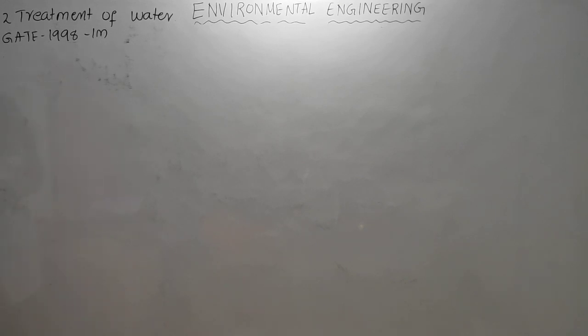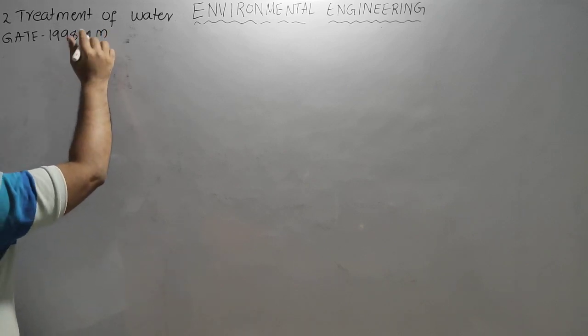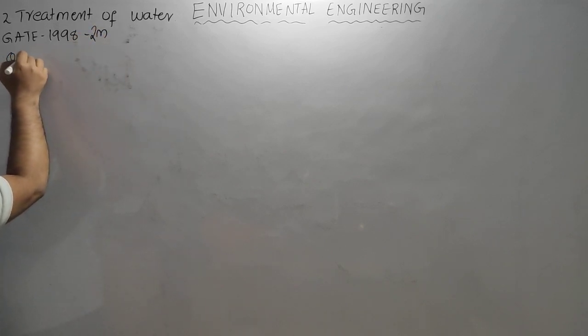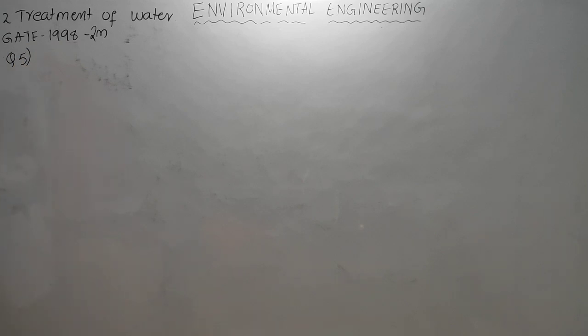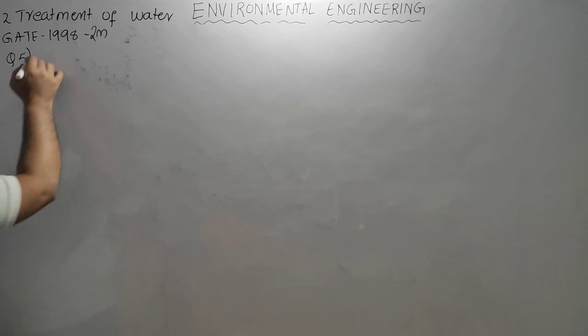Okay, so next is question number 5, 1998, 2 marks. It is a numerical. For a flow of 5.7 MLD, that is million liter per day, and a detention time of 2 hours, find the surface area of a rectangular sedimentation tank to remove all particles having a settling velocity of 0.33 mm per second. So what is the given data here?